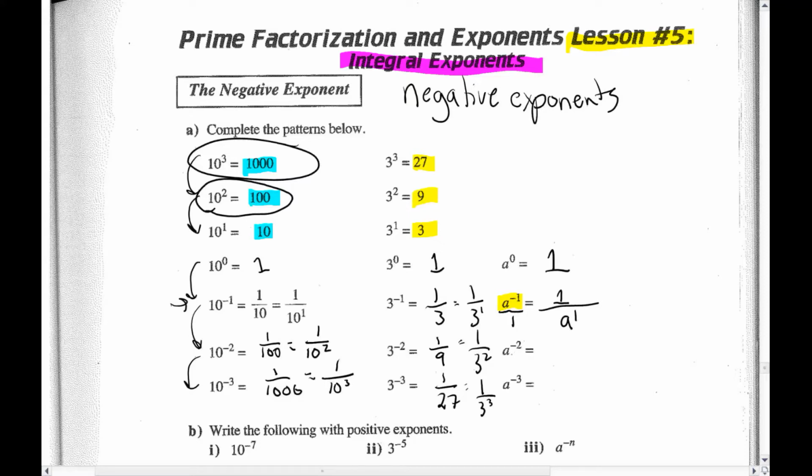Same with a to the negative 2. Imagine that as a fraction over 1. That negative 2 is unhappy, so I'm going to flip it to the bottom, 1 over a to the positive 2. And that makes it happy, and we can deal with positive exponents even if they're in the bottom of a fraction. Last but not least, we have a to the power of negative 3. That is an unhappy exponent. Anything can be written over 1. I'm going to flip it to the bottom to make it happy, a to the power of positive 3.